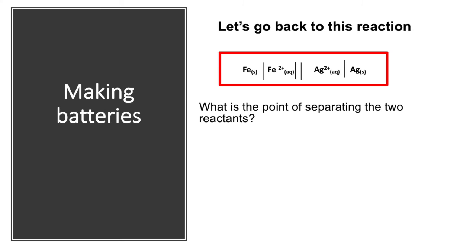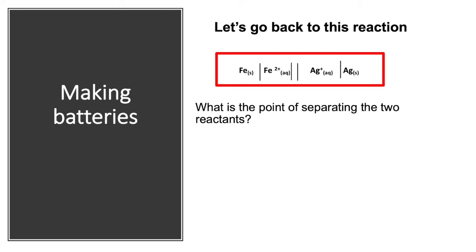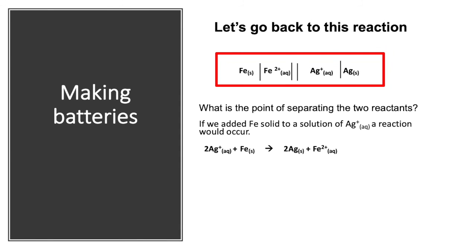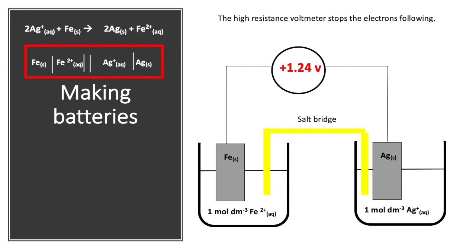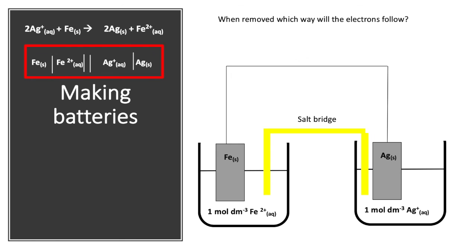So why would we bother to separate these two reactants? Let's go back to this reaction and think about what the point of all of this is. Why don't we just mix iron metal with some silver ions and let the reaction proceed as normal? Why are we separating them by putting them in different beakers? Well, we're effectively making a battery. If we just add them together, it's quite right that a reaction would occur. However, by separating them, we can make the electrons transfer via the wire.